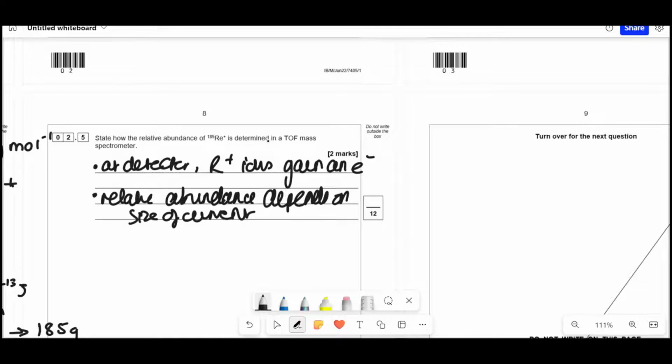So what it will do is it'll measure that current and then spit out a number based on lots of different other factors as well that are calibrated, that are way beyond the chemistry A level. But that's actually how it's determined. All the rest of the steps are just prep.